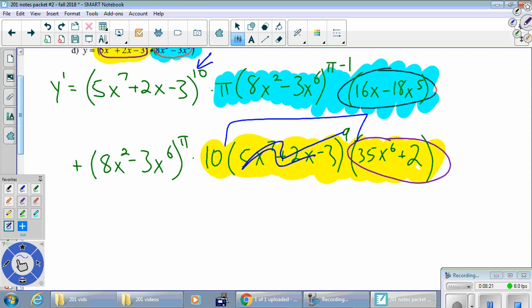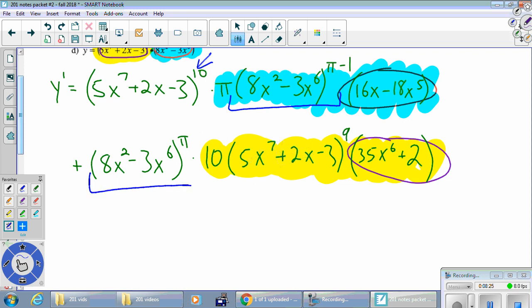And the same deal here. There's an 8x squared minus 3x to the 6th and an 8x squared minus 3x to the 6th. You can take out pi minus 1 of them. All of these would go outside to the front of big parentheses, and you would have 1 left right there. And then everything else I didn't just sort of underline in blue would just get copied down.